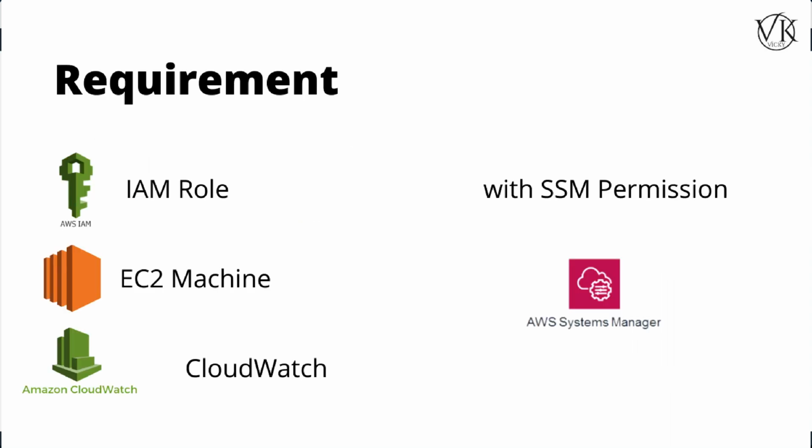Before I go to the demo, let's see exactly the things we require in this video. The first thing which we require is an IAM role with SSM permission. The second thing which we require obviously is the EC2 machine, and the third thing which we require is the CloudWatch knowledge, on the CloudWatch role, how to create. Although I'm going to provide you with the knowledge how to create the CloudWatch role and everything, so we will go step by step. If you want to follow along, you can also do that.